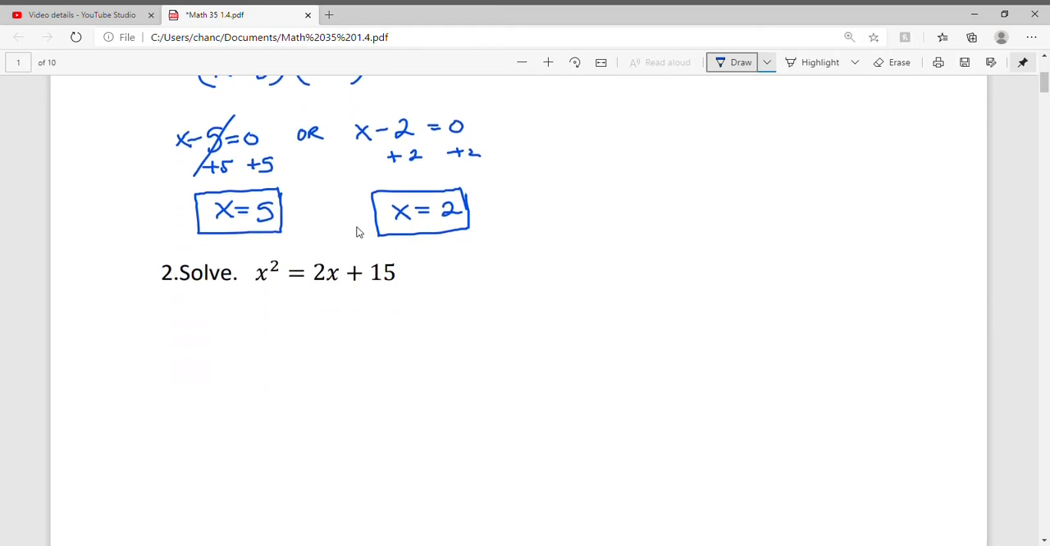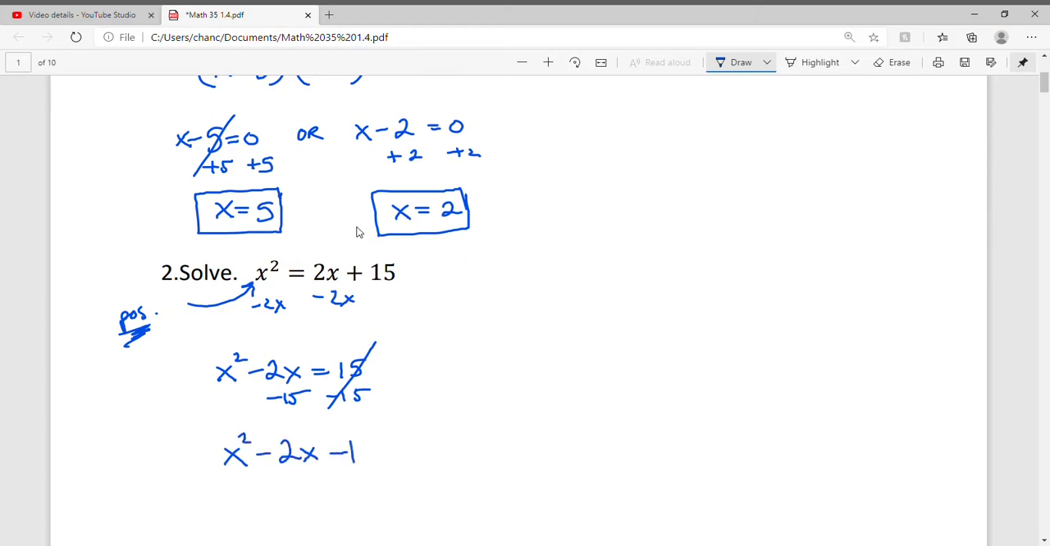In example 2, again, I want to set it equal to 0, but be careful. I like to keep this x squared positive. This x squared should be positive. So let's subtract the 2x instead to both sides. We get x squared minus 2x equals 15. And then we'll subtract 15 to both sides. X squared minus 2x minus 15 is equal to 0.